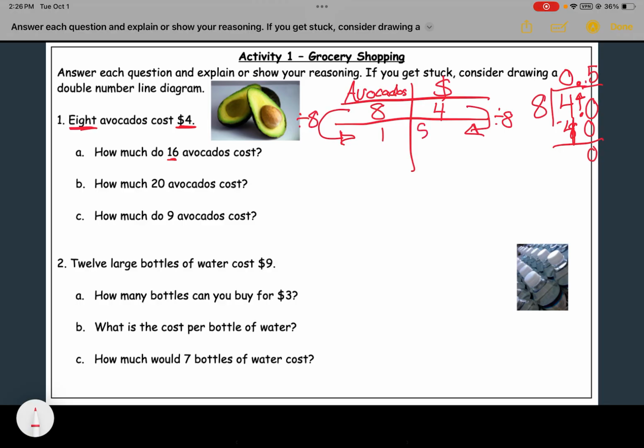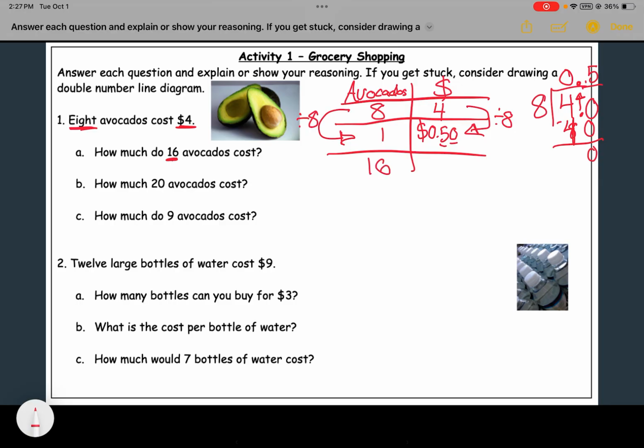So in money, 0.5, I write it down. There's no other number, so that means I can put a 0 after the 5 because it doesn't change the value. Money has to have 2 numbers after the decimal. So this means it's 50 cents for every avocado. So now I can answer these questions very easily.